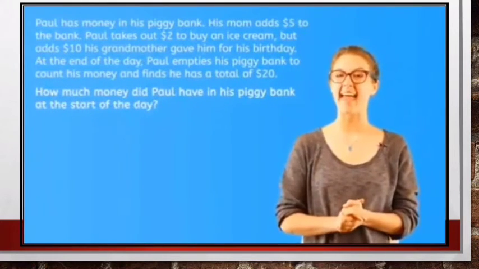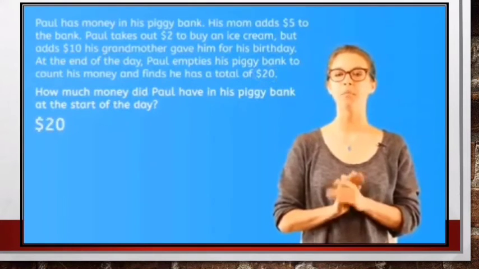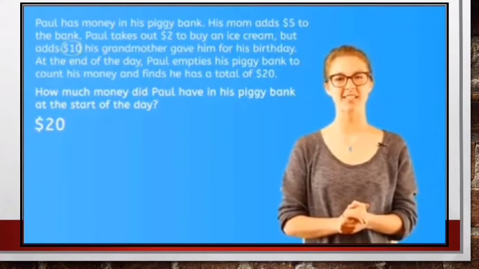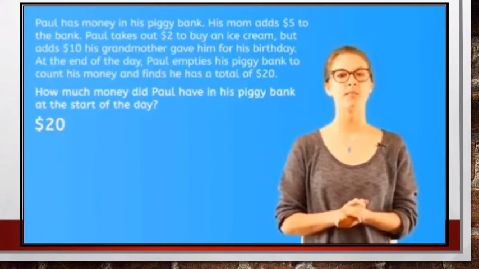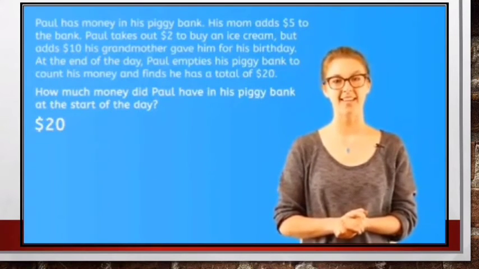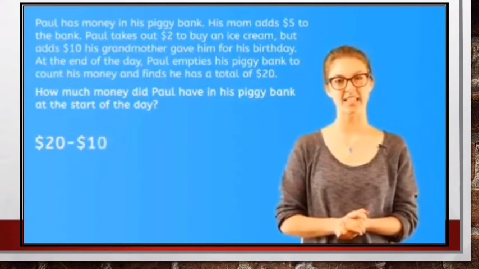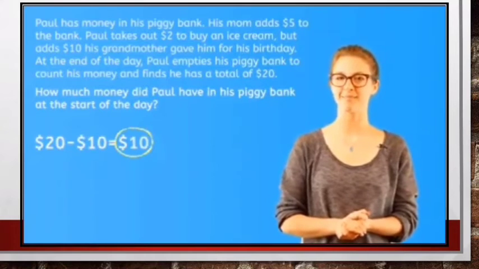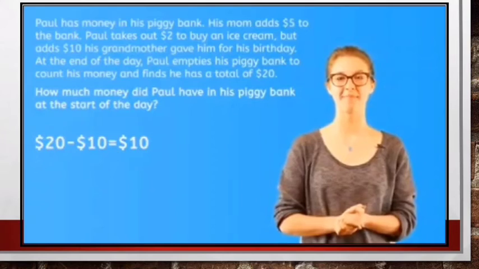First, using the amount that we have at the end of the problem to find out what we had originally at the beginning of the problem. We know that at the end of the day, Paul has $20. At one point, his grandmother gave him $10. Since we're working backwards, we'll do the opposite and take that $10 away from his $20 at the end of the day. So we will subtract $20 minus $10 equals $10. This is how much money Paul had before he took out money for ice cream.